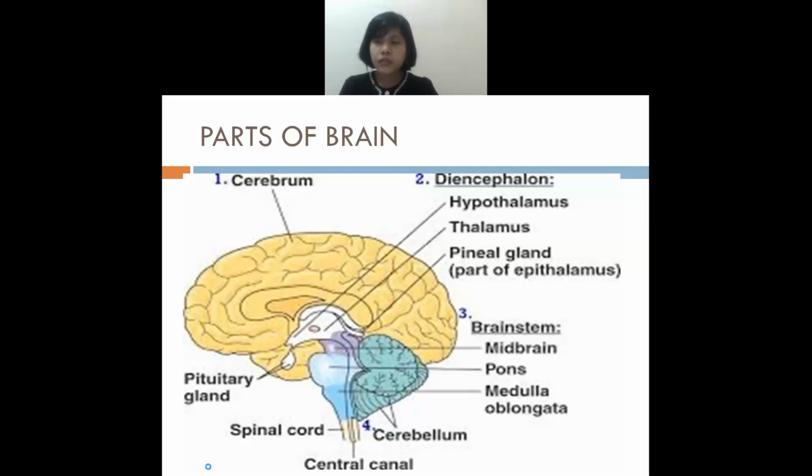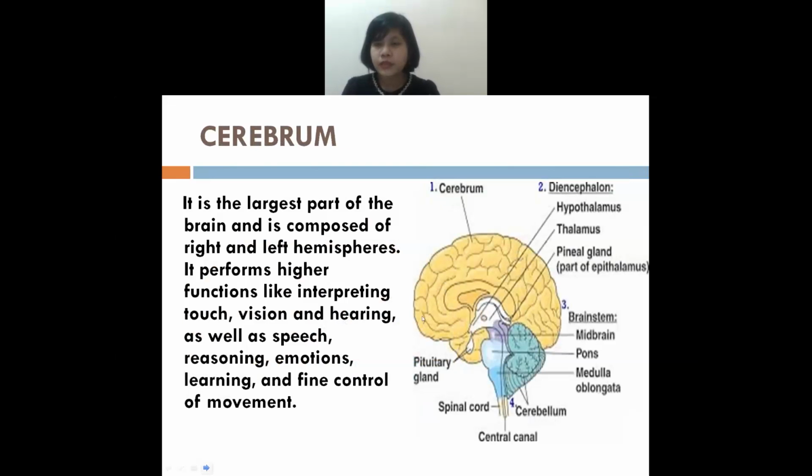So let's talk about the cerebrum. This one, the first one and the largest one. The cerebrum is the largest part of the brain, and it has two hemispheres, the right side and the left side. And what is the function of the cerebrum? The function of the cerebrum is that it helps in interpreting touch. Interpreting touch means we are able to know the difference between the things which we touch. Next is vision.